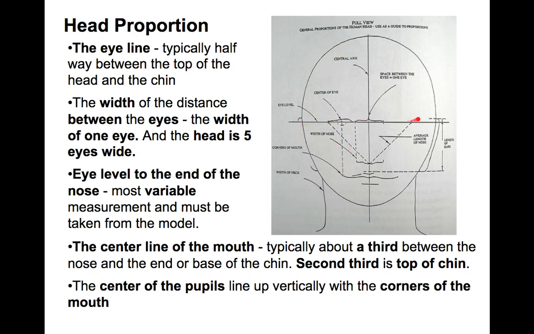Your head is 5 eyes wide, so 1, 2, the space between the eyes is an eye, 3, 4, 5. The ear is from around the eye line here to somewhere between the nose and the mouth. This can be a variable measurement. And what else does this show you? That's about it.